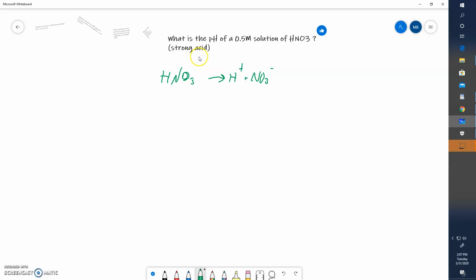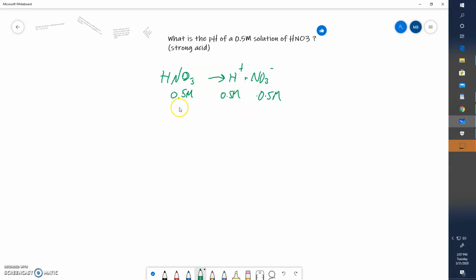Question one: what is the pH of a 0.5 molar solution of nitric acid? So this is a strong acid. Strong acid is 100% dissociation. So if I have 0.5 molar nitric acid, that means I'm going to have a 0.5 molar H plus and a 0.5 molar concentration of nitric acid.